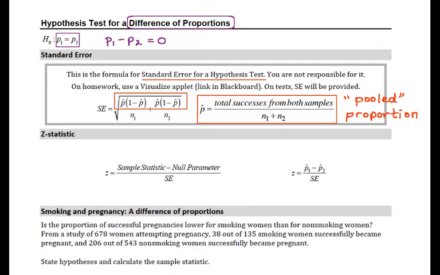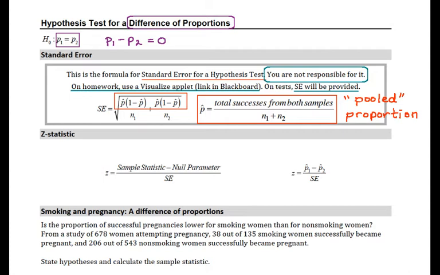Now, a few important things to note about this formula. One is that we have links in Blackboard you can use. So on homework you're going to use a Visualize Applet that we have a link to in Blackboard. We'll see where that is when we get into our first example. Also on tests you won't have access to that applet, but you will just be given a standard error calculation. So you will not be expected to use this formula at all. You are not responsible for this formula. We're providing it just because it does offer a little bit of insight into the calculations, especially if you're a little bit mathematically inclined and you find some comfort in the formulas to start with.